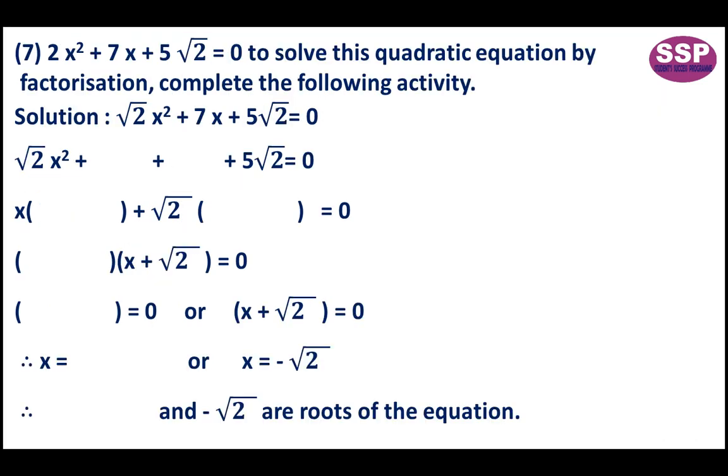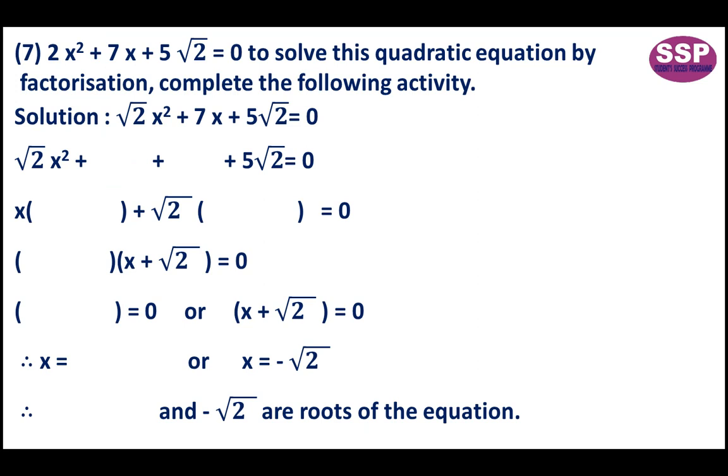Next question, √2x² + 7x + 5√2 = 0. To solve this quadratic equation by the factorization method, complete the following activity. Solution: √2x² + 7x + 5√2 = 0.